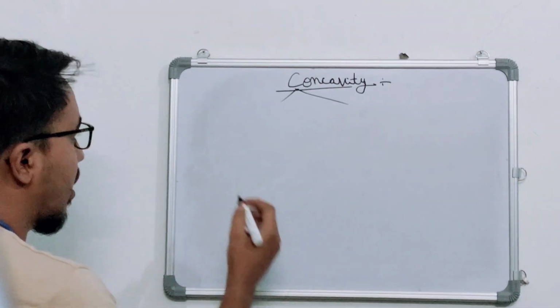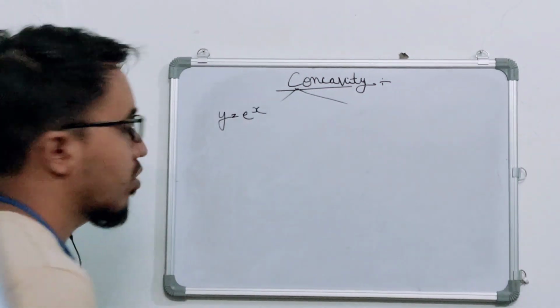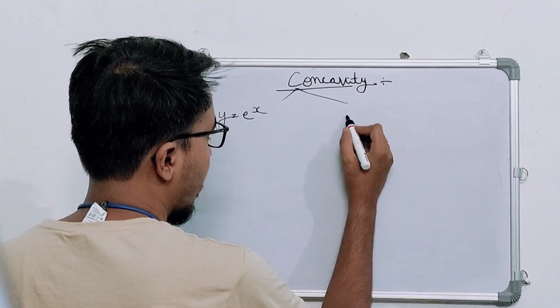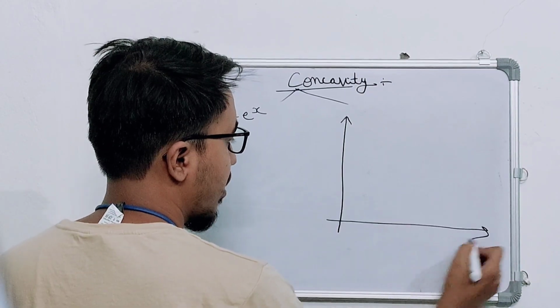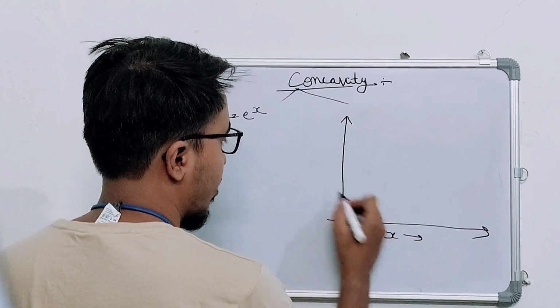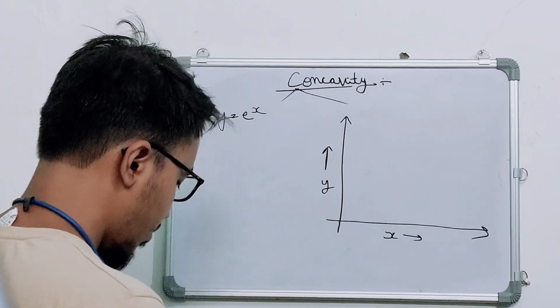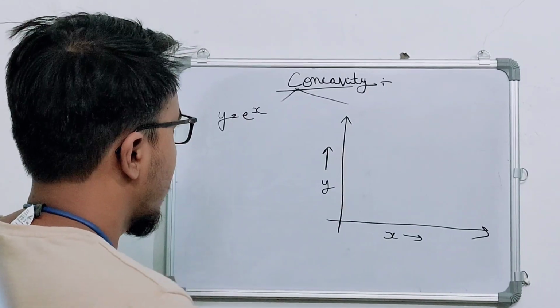So suppose I am discussing the same function y equal to e^x that I have discussed in my previous video. Now I want to make the graph of e^x, right? So how will I make it? Suppose this is the x-axis, this is the y-axis, okay? And I want to make the graph of this e^x.